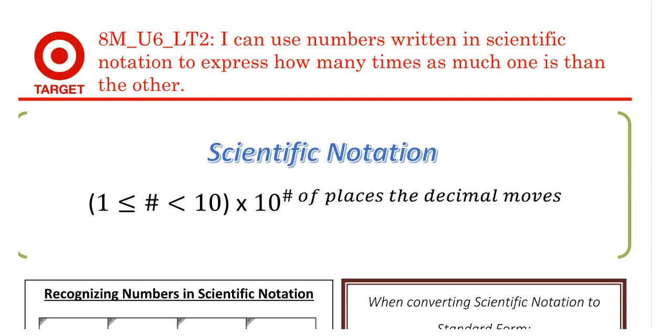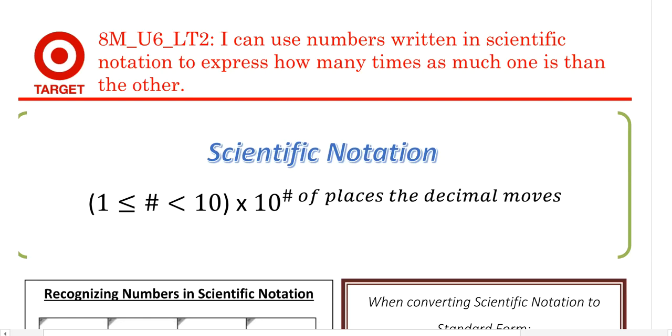Today we're going to be looking at our Learning Target 2 from Unit 6, which is I can use numbers written in scientific notation to express how many times as much one is than the other. So before we can do this, we need to understand how to write numbers in scientific notation.